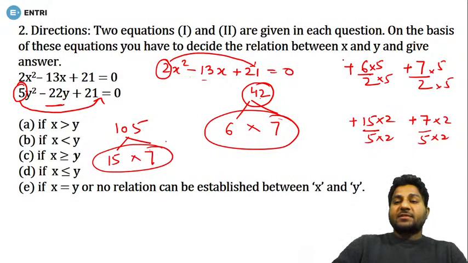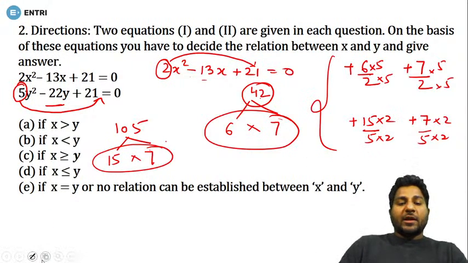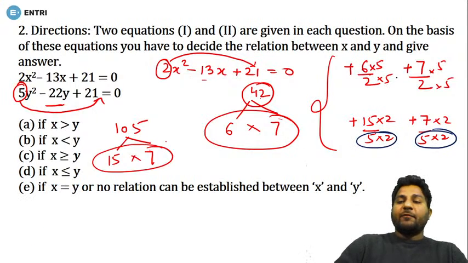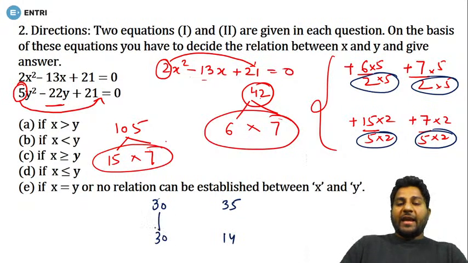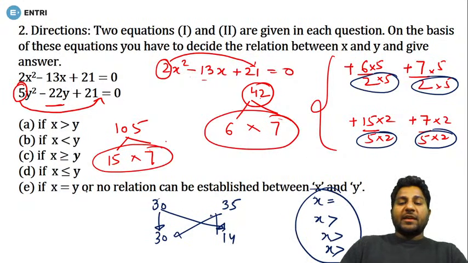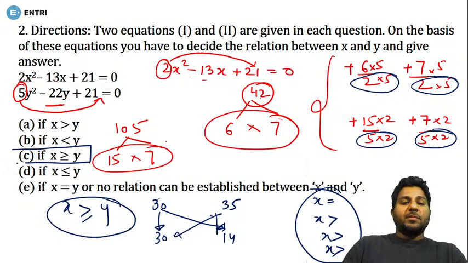So what makes them easier? Look at this. We have made their denominator equal. That means a numerator will decide which number is bigger. Yes. So 30, 35, 30, 14. Look at this. X is equal, X is greater, X is greater, and x is greater. So in this case, x is greater but equal as well. So C option will be the correct one.